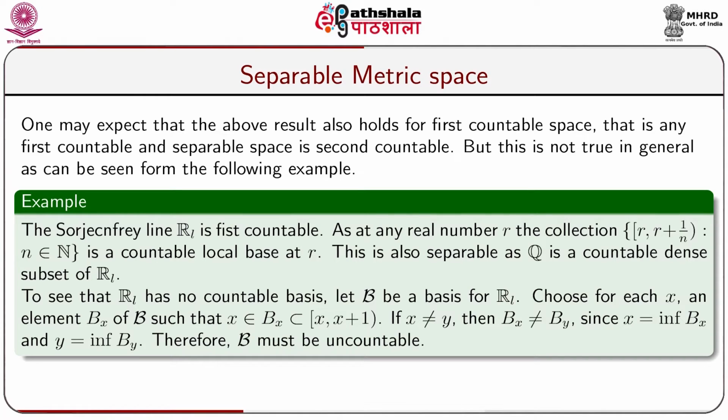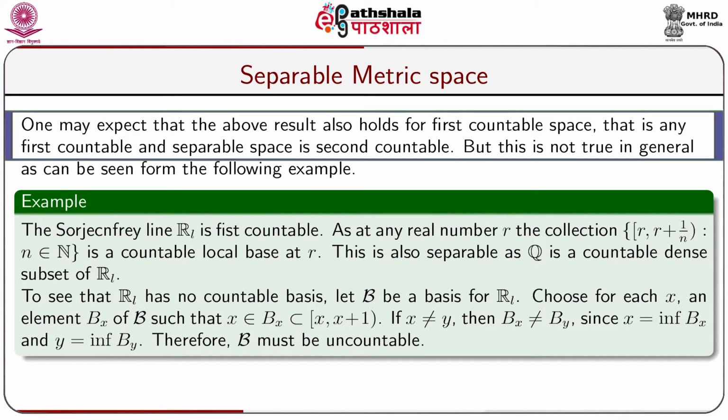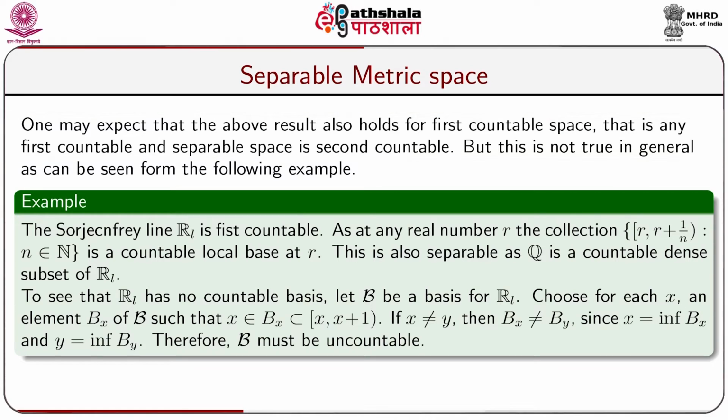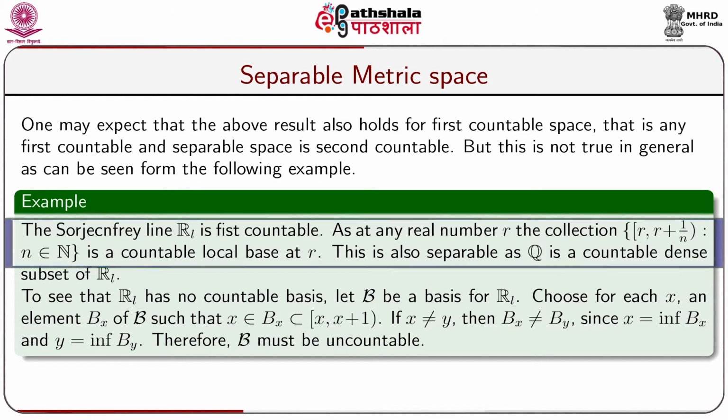For a separable metric space, one may expect that the above result holds for first countable spaces also. That is, a first countable separable space is also second countable. But this is not true in general. In fact, it can be shown by the following example, the Sorgenfrey line.